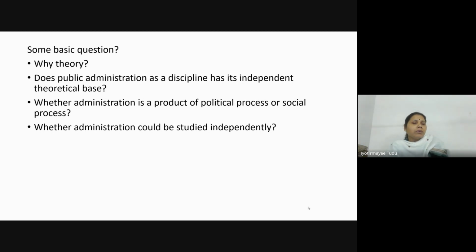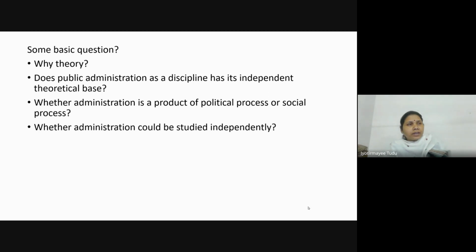It needs to be understood through whether administration, as we have already discussed, is a product of political process or social process, or whether administration could be studied independently. We already discussed that administration is about collective activity for achieving certain common goods, a common purpose in a particular society. While we are saying public administration, it is about government activity. So the very conception of government, is it a product of a political process or social process?